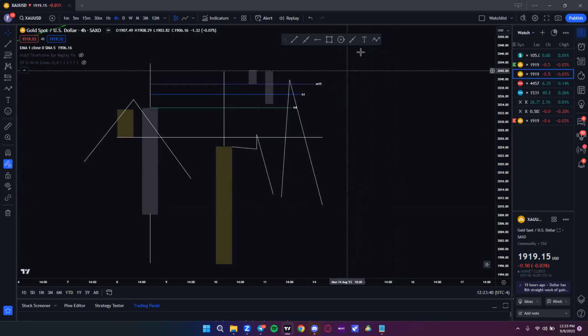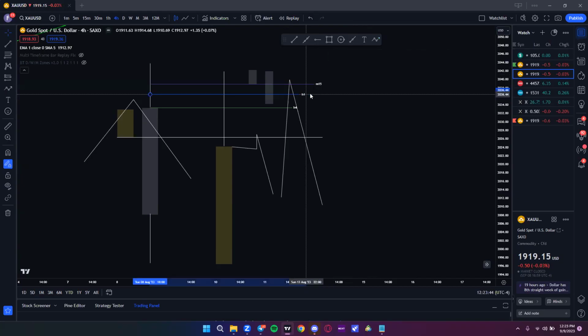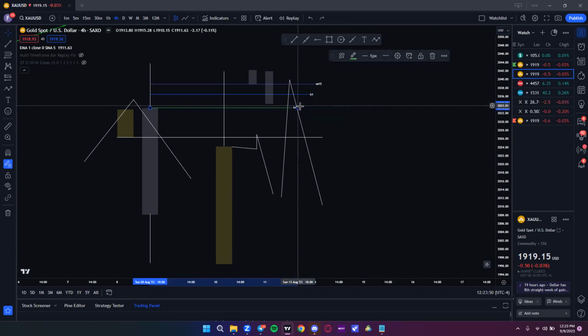Once you guys get multi-time frame, it's going to be a game changer. Today it's just identifying what these levels are, okay?